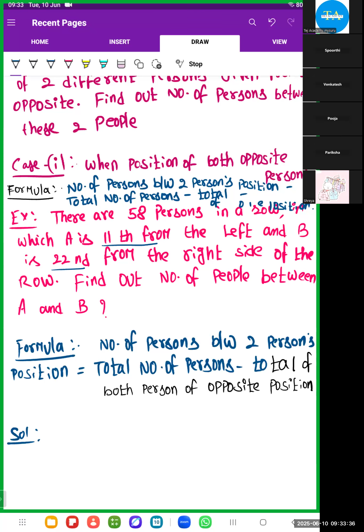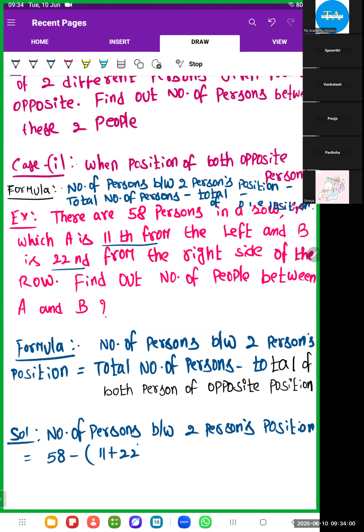Okay, so the formula: the number of persons between two persons is equal to 58 minus 11 plus 22. So 58 minus 33 is equal to 25. Yes, please. Any doubt here?